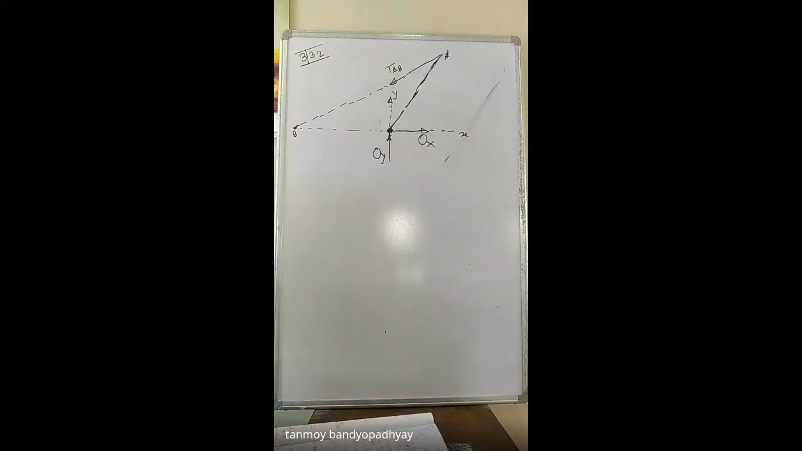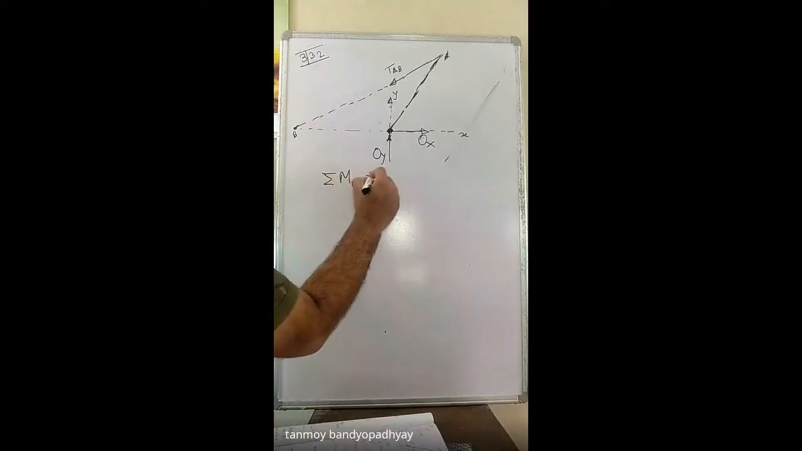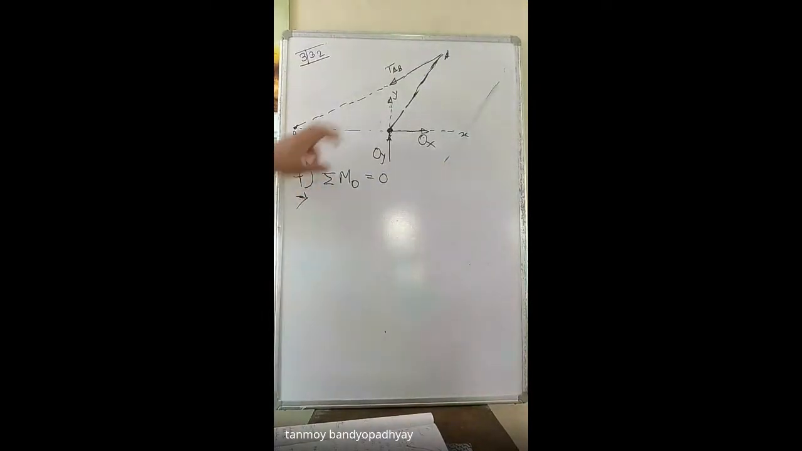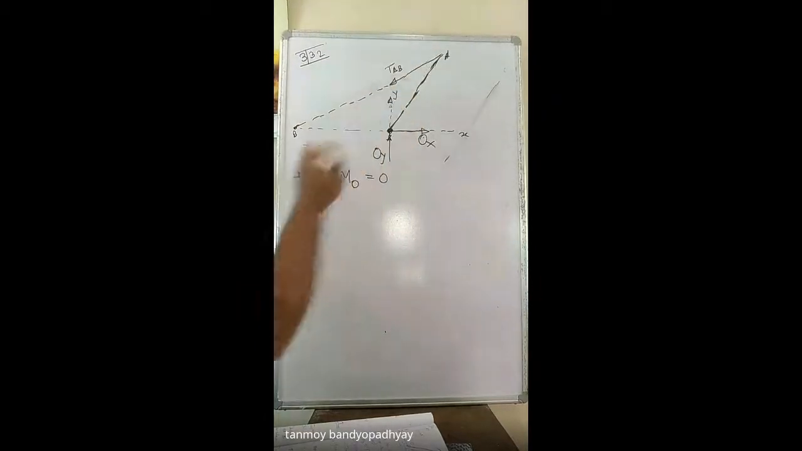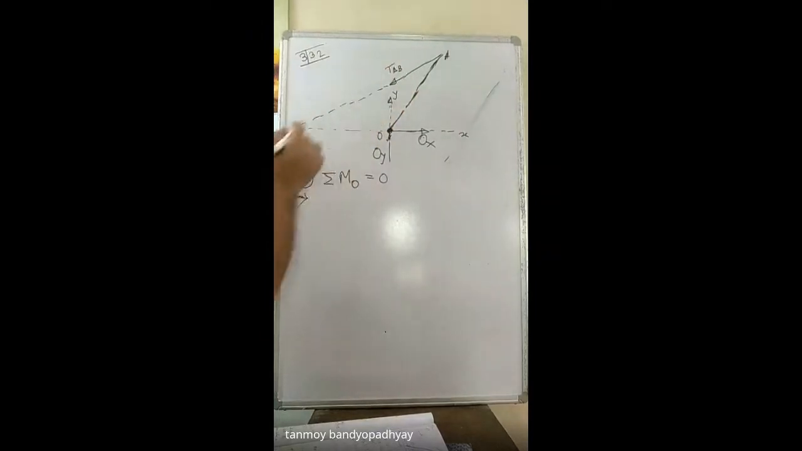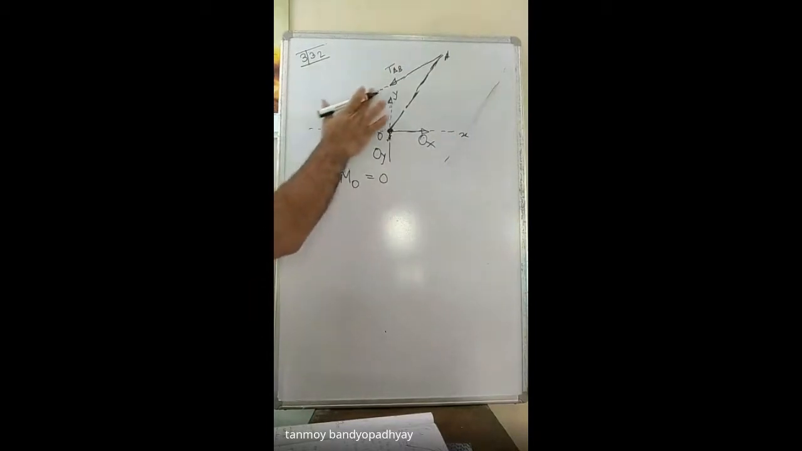So by the equilibrium of the moments at the point O, what are the moments acting at the point O? T_AB should be having two components. Either you can break it down into components and calculate its moment about the point O, or the other way is by using the principle of transmissibility of forces.